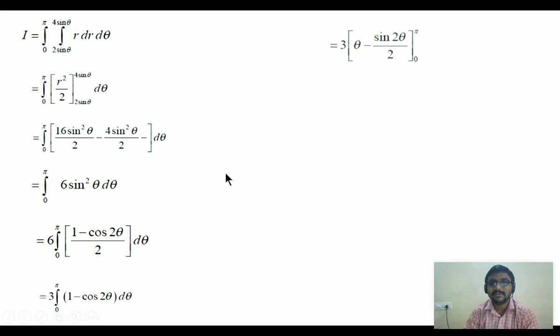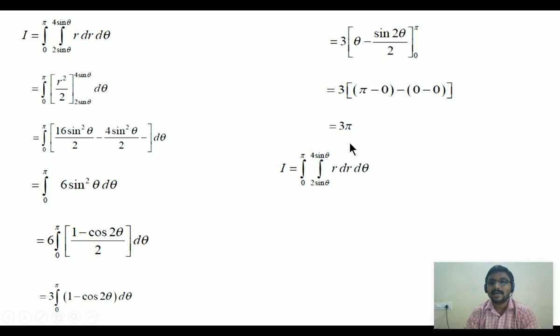1 integration with respect to theta is theta. Cos 2 theta integration is sin 2 theta by 2. Substituting upper limit pi and then lower limit 0. So pi minus sin 2 pi by 2, but sin 2 pi value is 0. Sin 0, sin pi, sin 2 pi, sin 3 pi and so on are 0. So substituting lower limit 0, the total value is 0. That is 0 minus sin 2 into 0, sin 0 by 2 is 0. That is 3 into pi is 3 pi.